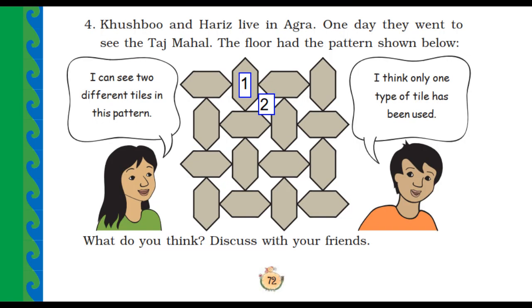Now, Khushbu and Haris live in Agra. One day, they went to see the Taj Mahal. The floor had the following pattern. Now, Khushbu is telling, I can see two different tiles in this pattern. And Haris is telling, I think only one type of tile has been used. Now, this is one tile and this is the second tile. If the gap is not left, then two types of tiles are used.